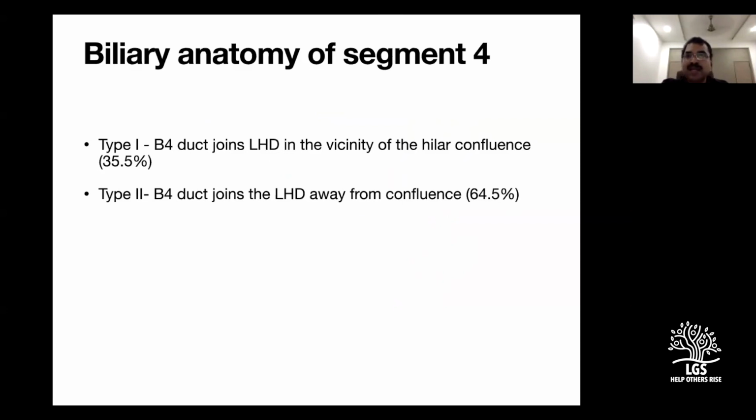segment 4 anatomy, as a part of surgery for hilar cholangiocarcinoma you have to resect this segment along with the caudate lobe, because when we discuss the surgical treatment, we all talk about the caudate lobe resection. But if there is a type 1 B4 duct anomaly, you have to resect this particular segment. Otherwise, that will end up in a margin positive resection.